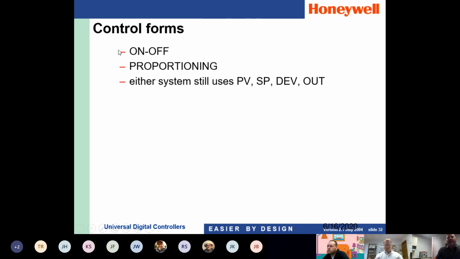Different forms of control, as we talked about, are on-off and proportioning. These are the two different types of control forms. And in either system, we're still incorporating the terminology that we talked about earlier. It still has a process variable, which is your actual measured variable, your set point, which you're trying to control to, the deviation, which you're trying to eliminate, and the output, which you're trying to use to control the system to reduce that deviation.